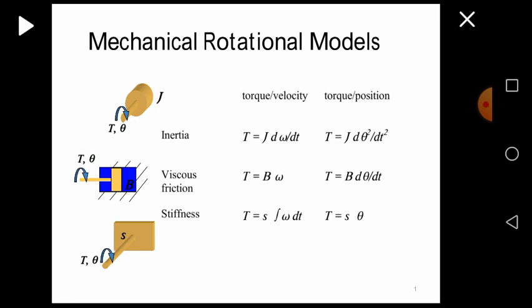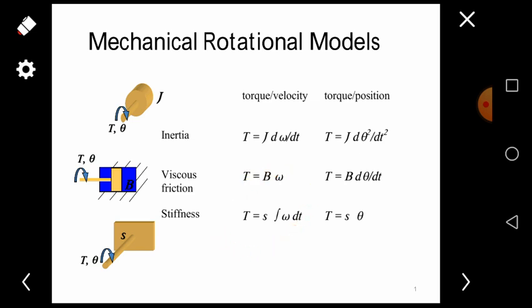For that, the torque in an inertia will be calculated as T is equal to J into d omega divided by dt. For a viscous friction, we calculate the torque in terms of velocity as T equal to b omega. Next, for a stiffness, we calculate the torque value as T is equal to S into integral of omega dt.